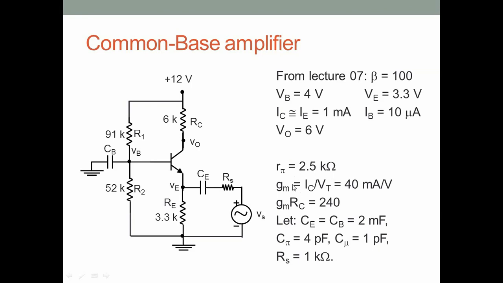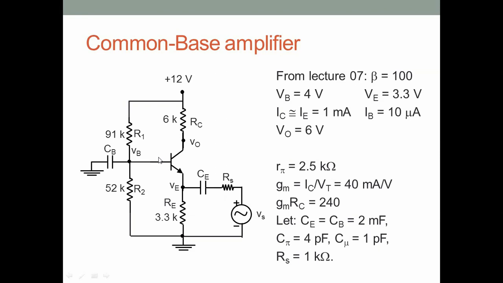quantities R pi, GM. And then, like the common emitter amplifier that we discussed in the last two lectures, let us assume that CE and CB are 2 millifarads, these two capacitors. C pi is 4 pico, C mu is 1 pico, and RS is 1 kilo ohm.